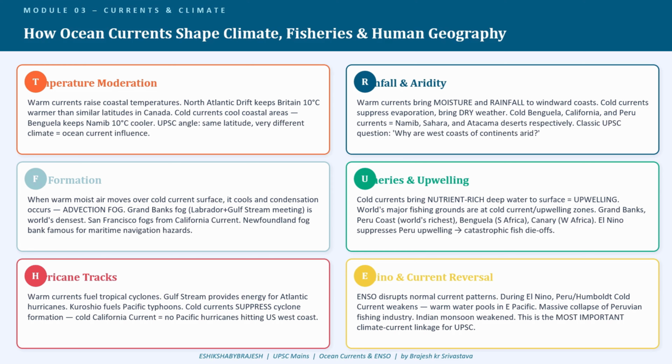Effect 3: Fog formation. When warm moist air moves horizontally over a cold current surface, the air is chilled from below and its moisture condenses into tiny droplets, creating advection fog. This is different from radiation fog, which forms at night over land. The Grand Banks fog zone of Newfoundland, where the warm Gulf Stream meets the cold Labrador Current, is the world's densest persistent sea fog. San Francisco's famous fogs come from the cold California Current. Seafarers have navigated these fog zones for centuries with significant danger.